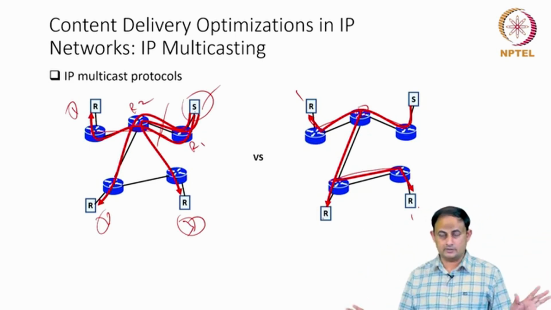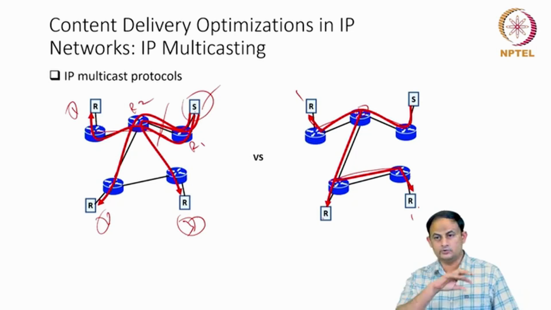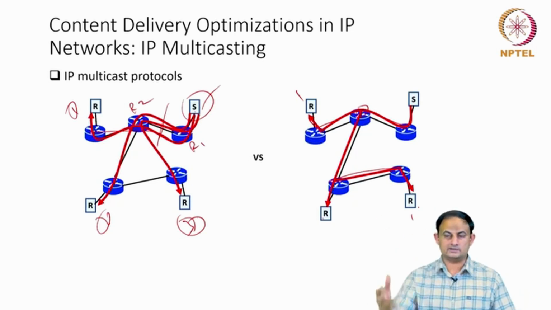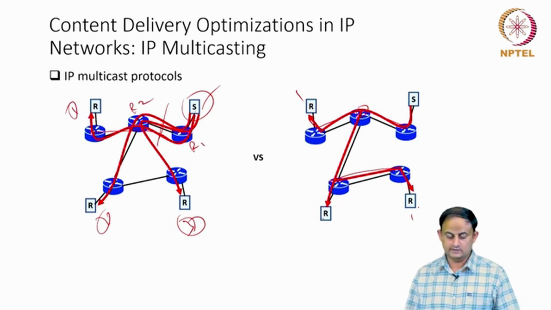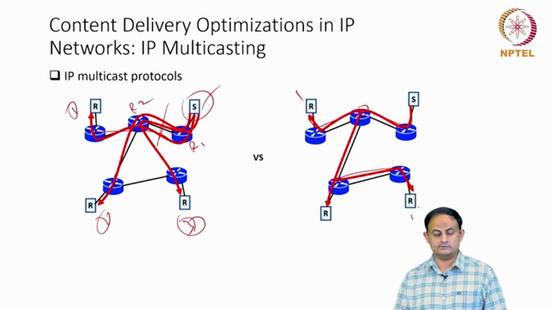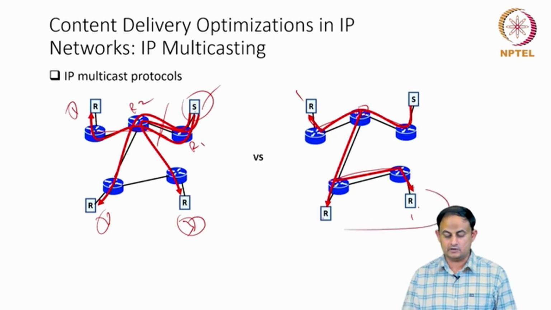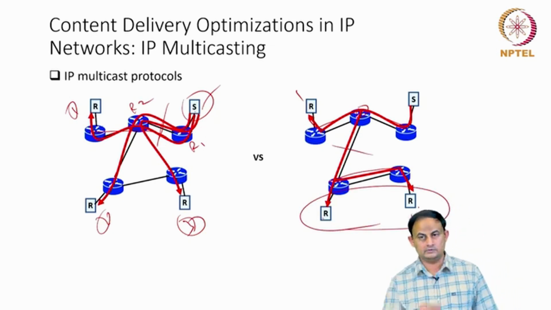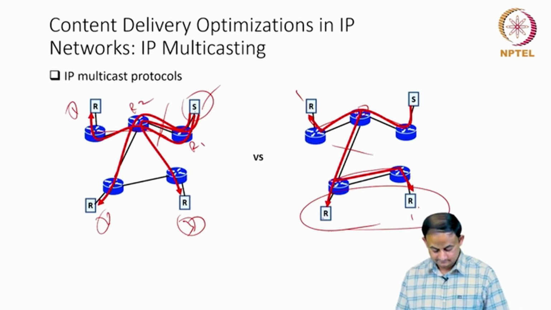There are a bunch of routers, and only a subset of them are actually interested in receiving the content. Only to that subset of routers do you transmit the content that is originated at S. This is another way of reducing the burden on the network. At a later point of time, if these two guys walk out from the group, then this transmission will be broken, and only from S to user number 1 or R1 is the content being transmitted.